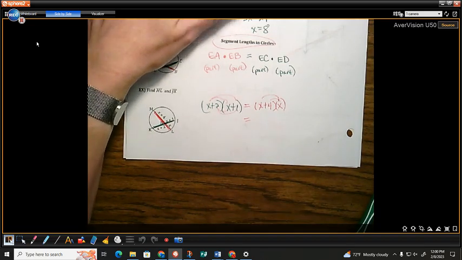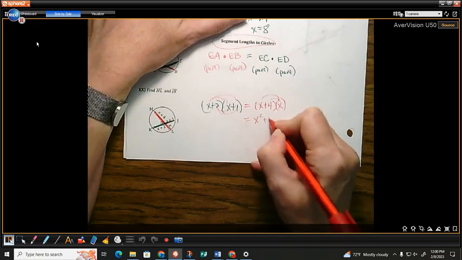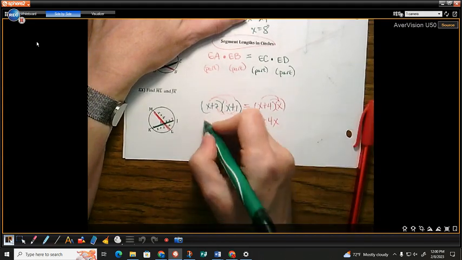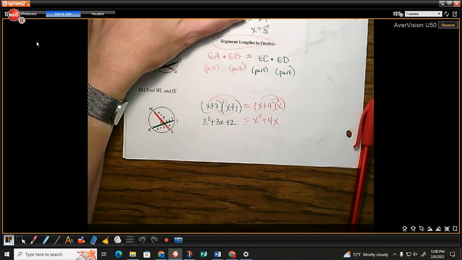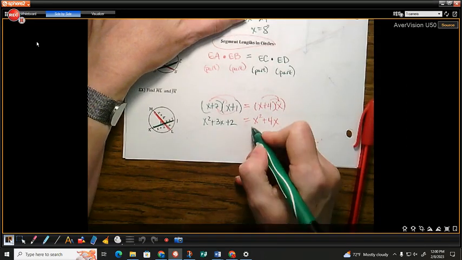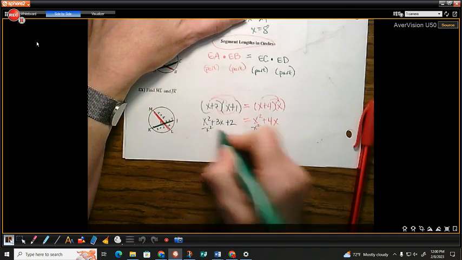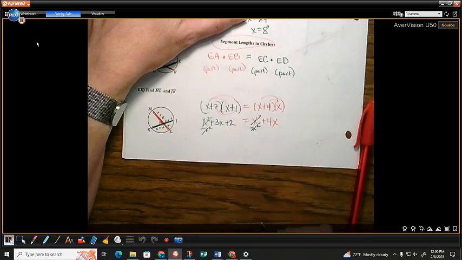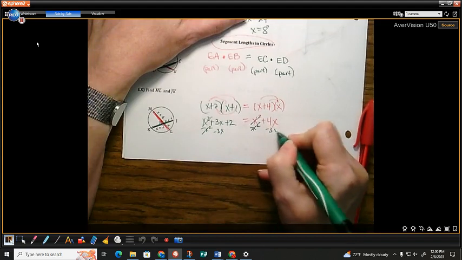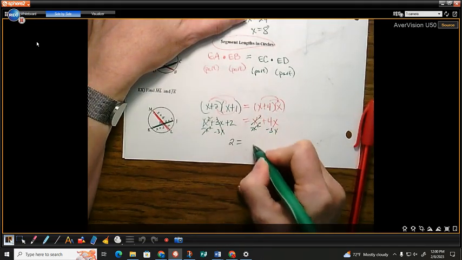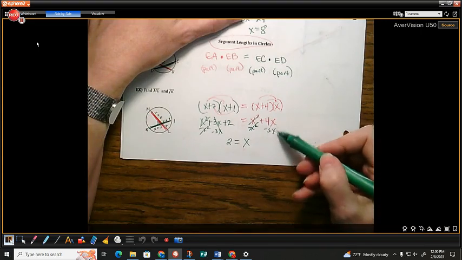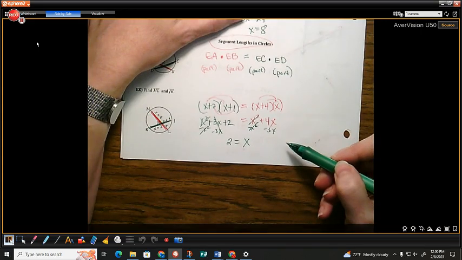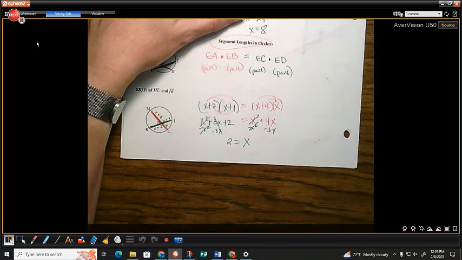I am. So this will be what? x squared plus 4x on the red side, and x squared plus 3x plus 2 on the green side. And then, oh look, I can take an x squared off of each side, can't I? And then I can subtract the 3x, and x equals 2. I wrote my work down.